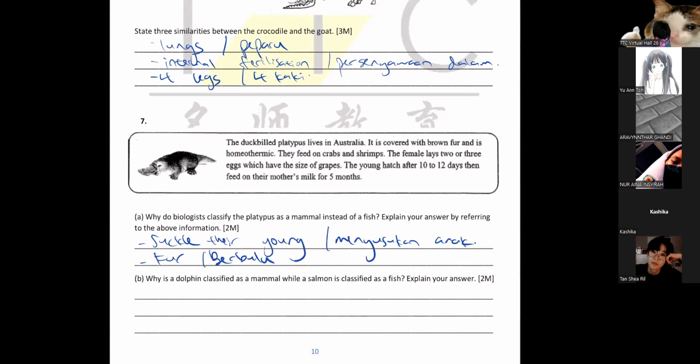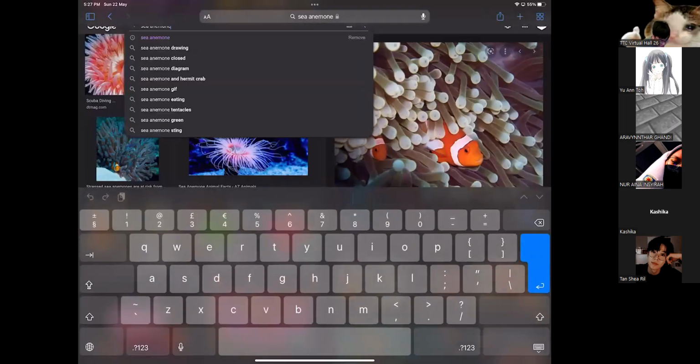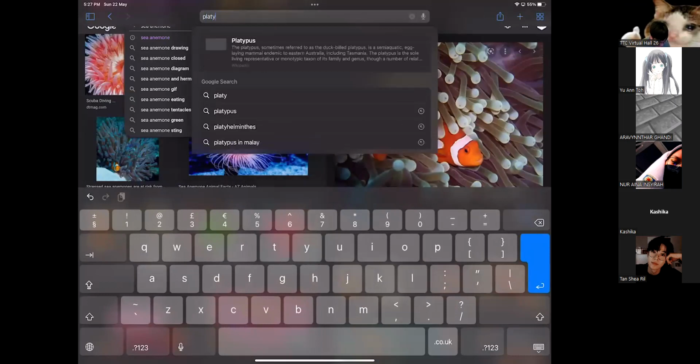Okay, then they have fur. Okay, berbulu. Okay, berbulu. Then your platypus, have you guys seen a real platypus before? I mean, they're very good swimmers lah. Okay, they're mammals. Okay, platypus.